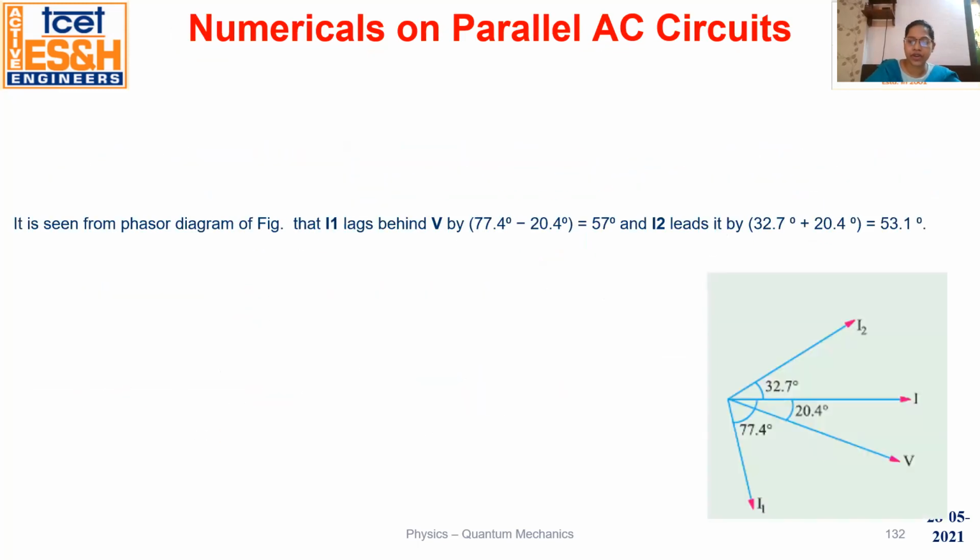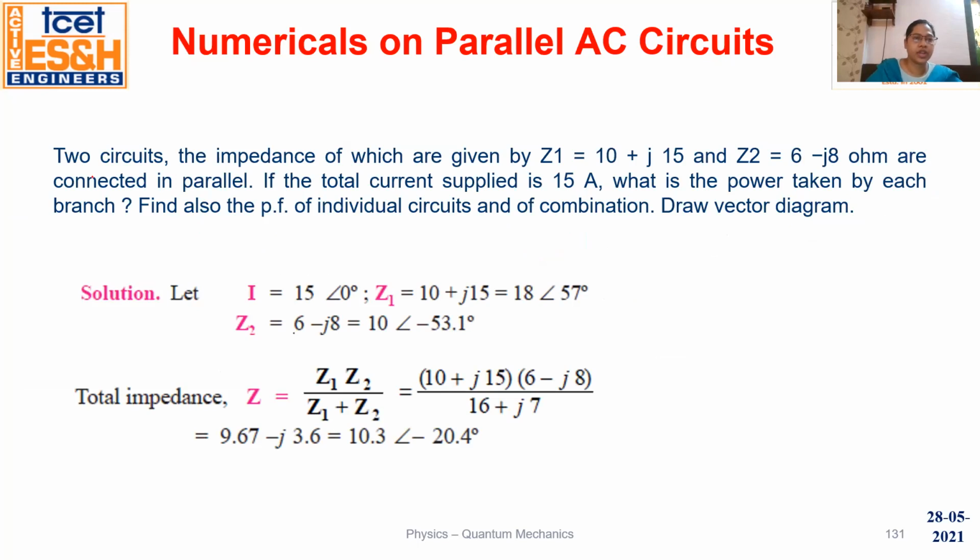Now one example is shown here. Two circuits, the impedances of which are given by Z1 equal to 10 plus j15 and Z2 equal to 6 minus j8 ohm, are connected in parallel. If the total current supplied is 15 ampere, what is the power taken by each branch? Find also the power factor of the individual circuits and the combination. Also draw the vector diagram.